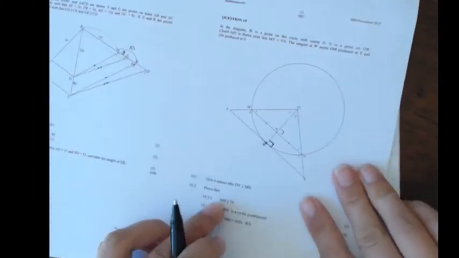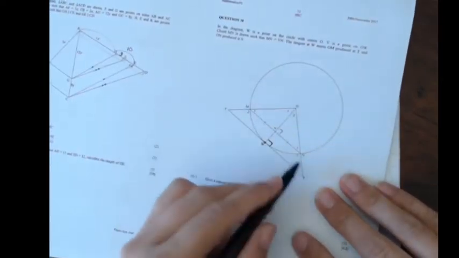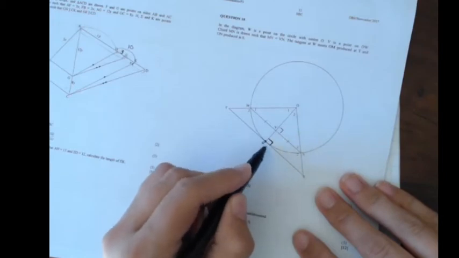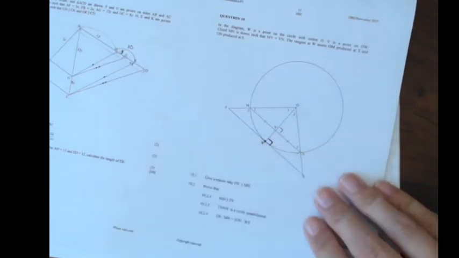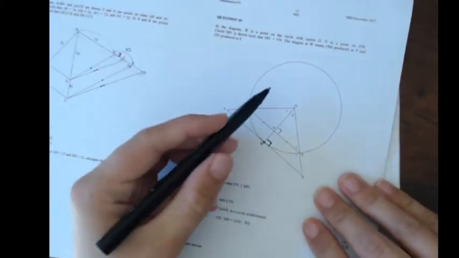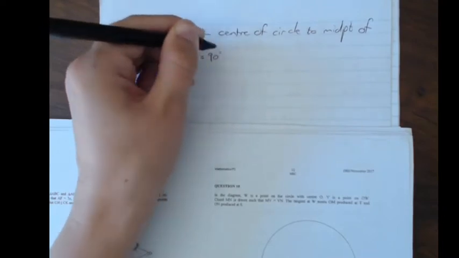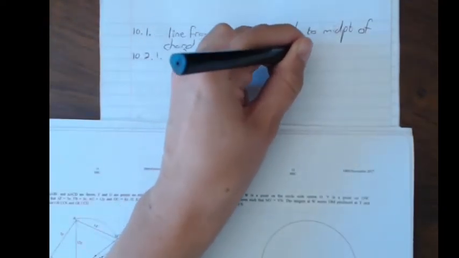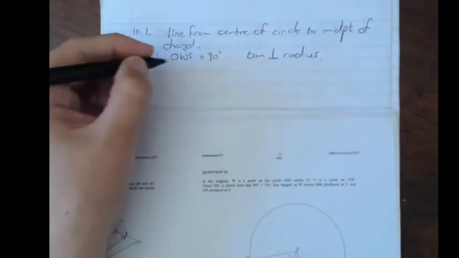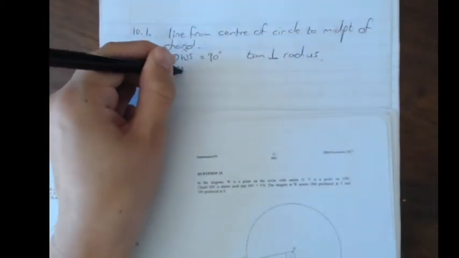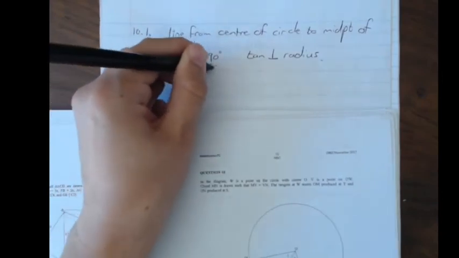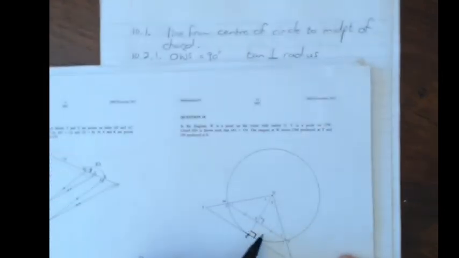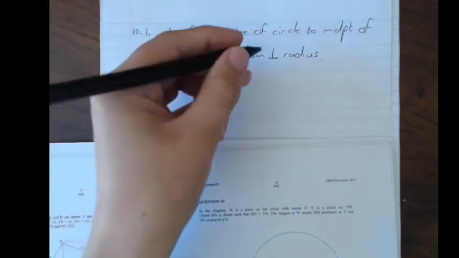10.2.1, prove that MN is parallel to TS. Now I can use the corresponding angles equal there. I must just state that that's also 90. So angle OWS is also 90 degrees because the tangent is perpendicular to a radius. And then I can say that MN is parallel to TS because I have the 90 and the 90 perpendicular.